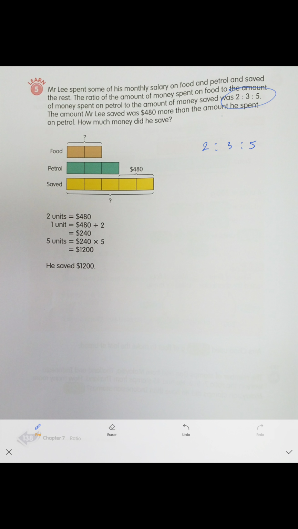The amount that he saved is 480 more than she spent on the petrol. Clearly, 2 units is 480, and 1 unit is 240. So 5 units, the whole saved money, is 1,200. He saved 1,200.